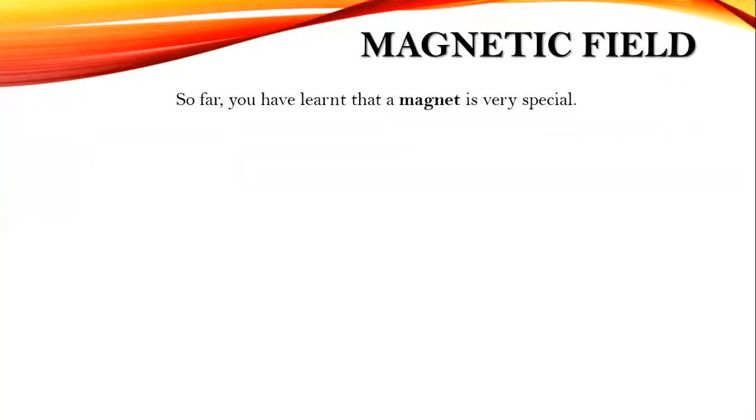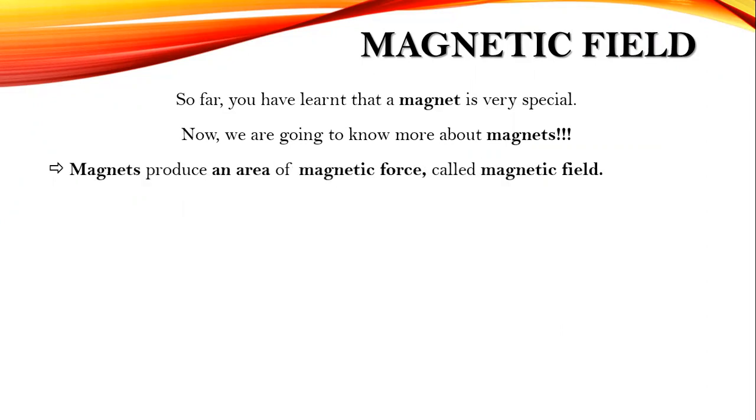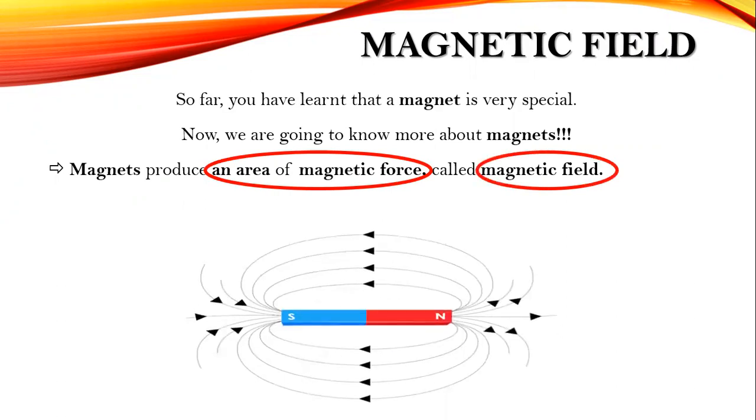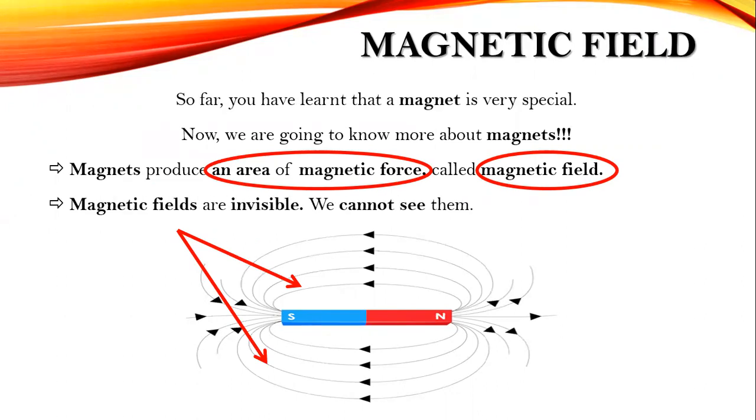So far, we have learned that a magnet is very special. Now we are going to know more about magnets. Magnets produce an area of magnetic force called the magnetic field. As you see in this picture, there are many curved lines. These lines represent the magnetic field, or in other words, the area of the magnetic force. However, please note that magnetic fields are invisible. We cannot see them.